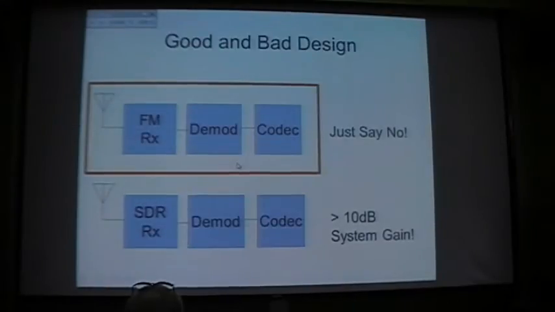So, good and bad design. Just about everything we do these days uses this design. It's always assumed we've got an FM radio with an FM demodulator, and then we feed it into some sort of digital demodulator and a codec. That's how your APRS works. That's how all the C4FM, D-Star, DMR work. They always assume this analog FM radio architecture. No, not anymore. This is the way you build a much better system, and this is the cause of a lot of the system losses, if you like.